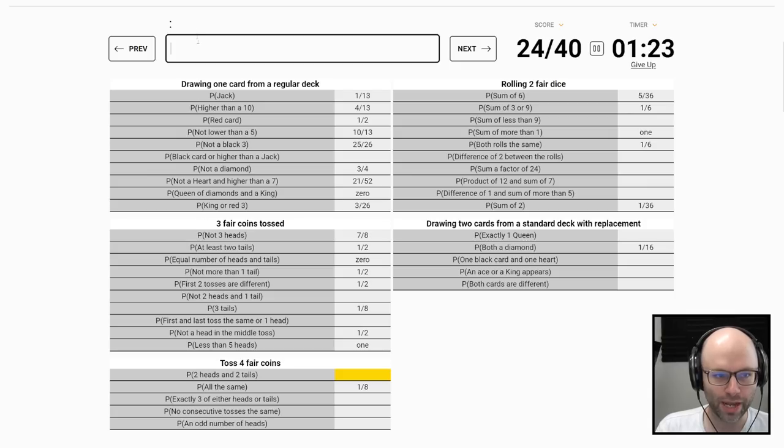Take me out of this for a sec. We should be able to get two heads, two tails. First two tosses don't really matter. The next two tosses have to be perfect, which means it's a 1 in 4. It's a 1 in 2. It's a 1 in 8. It's a 4 in 6. It's a 2 in 7.